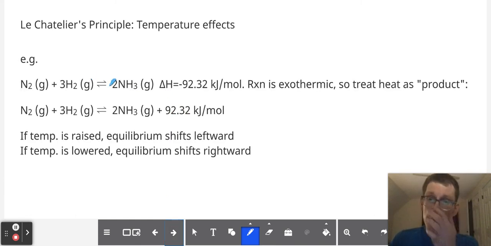On the other side of things, for an exothermic process, we have H2 and N2 forming NH3. This is an exothermic process, and so we would treat the heat as a product. So we could draw it out kind of like this here, where the 92.32 kilojoules per mole, that is the enthalpy of reaction, is shown as a product. So if we raise the temperature for this reaction happening, it will actually shift the reaction equilibrium leftward. But if you do it at a lower temperature, then the equilibrium will shift towards the right.